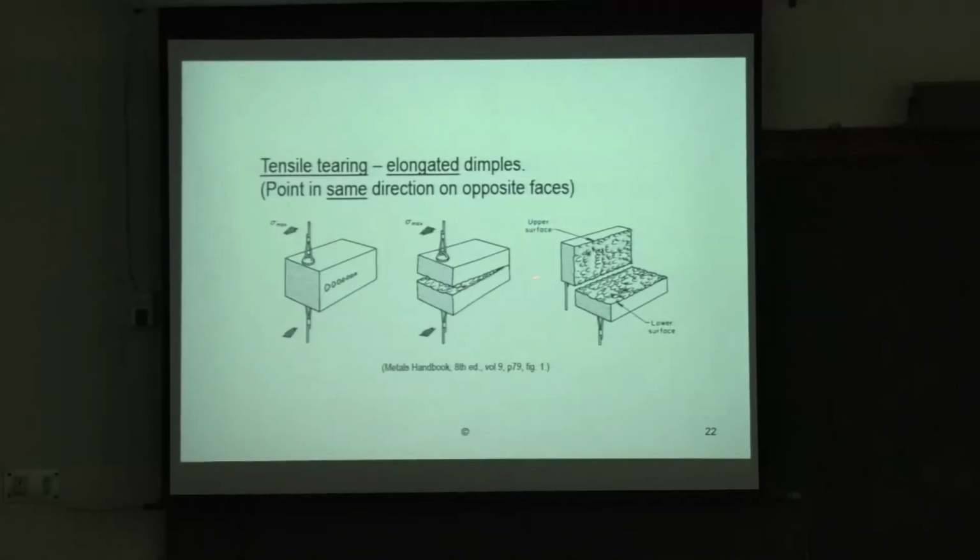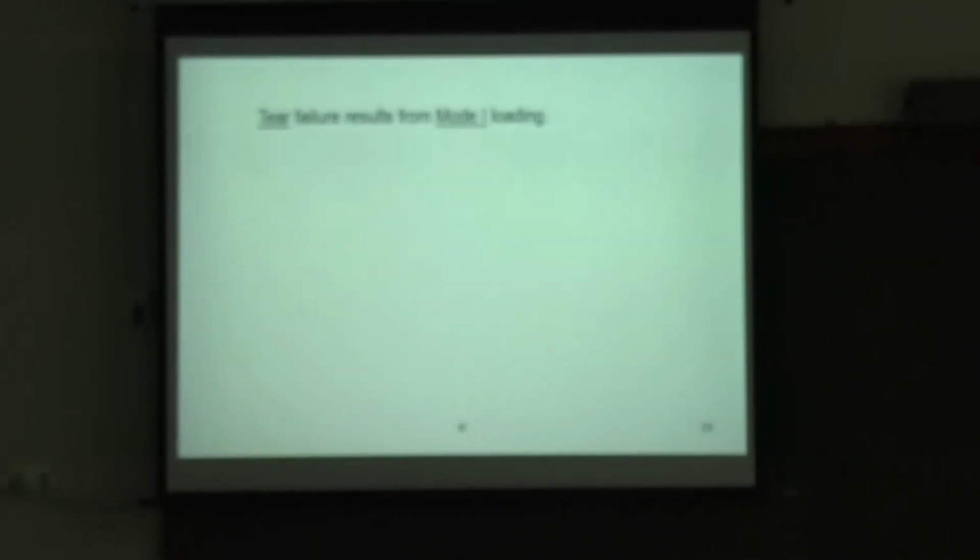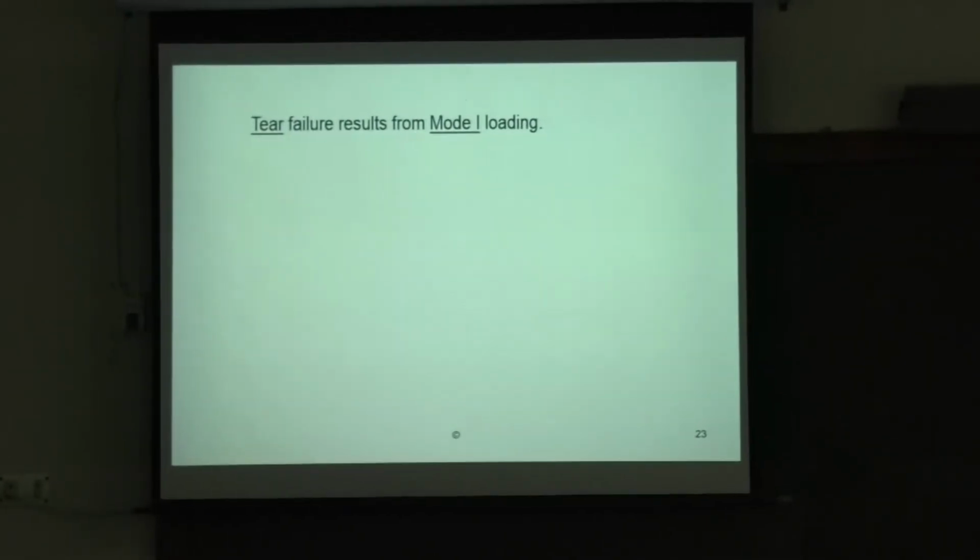And then if you have tensile tearing, when you are pulling from one end, this is tensile tearing. It goes up here, and this is fracture toughness. The crack propagates in that direction rather than the central direction, so that's a different mechanism. There are tests for that, and tear failure results from mode 1 loading.